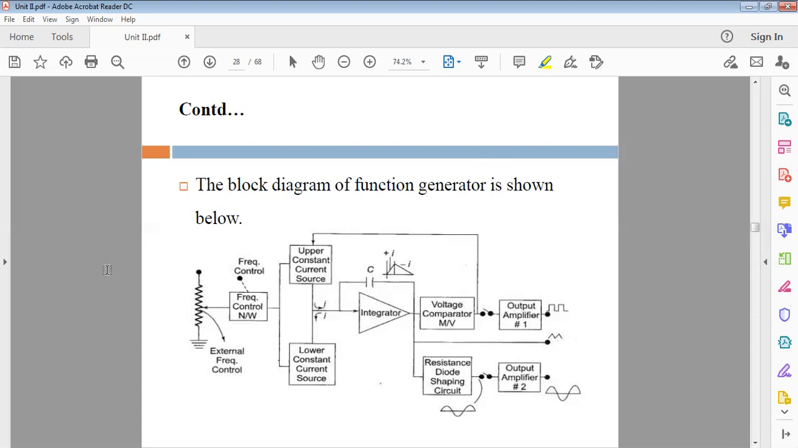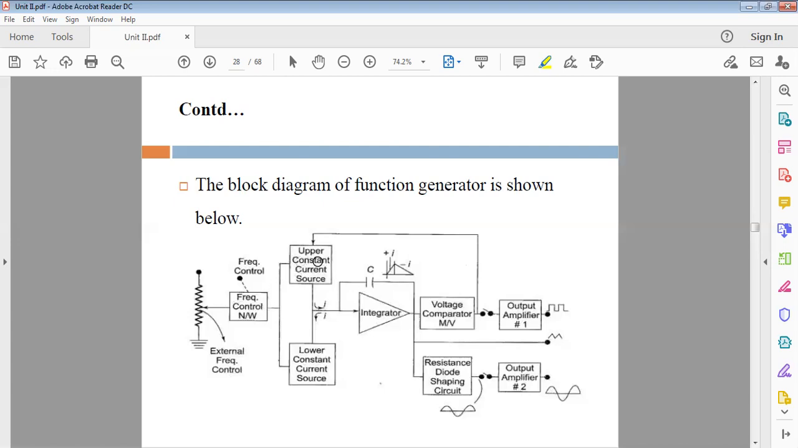In the last session we discussed the AF and RF standard signal generators, right? In those, we vary the value of the frequency by changing the capacitance or resistor. But in this type of signal generator, the function generator, we change the frequency by the amount of current driven to the integrator. The amount of current driven to the integrator is used for controlling the frequency.